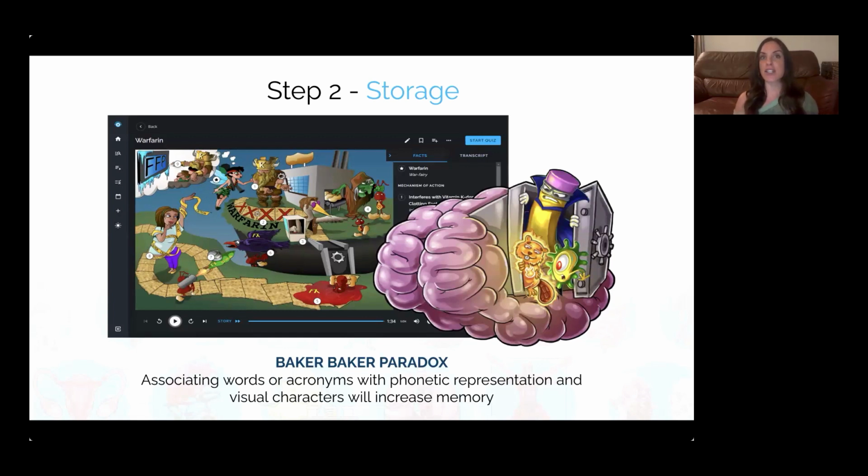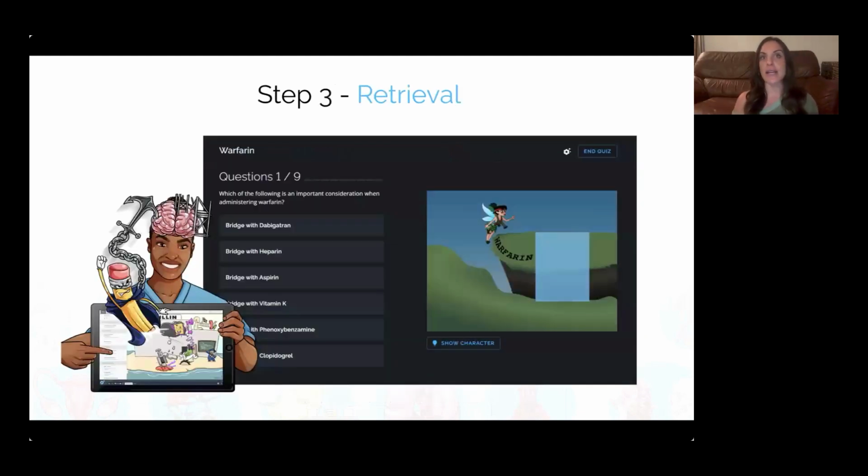Basically, it's easier for your brain to remember what you need to know if you can associate the facts with phonetic representation or visual characters. This is known as the Baker-Baker paradox. And what's cool is that these characters are repeated throughout the entire Picmonic library, so in all the lessons you'll see these characters again and again. This enforces the storage of information and allows you to build and establish a strong foundation of knowledge.